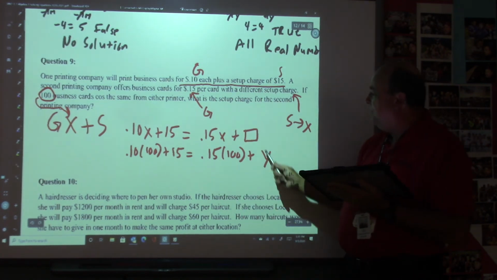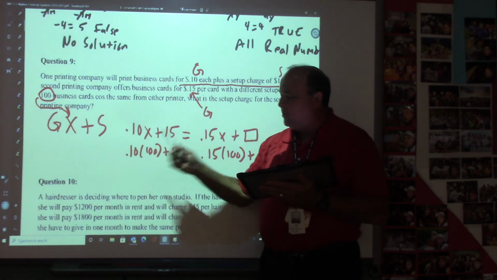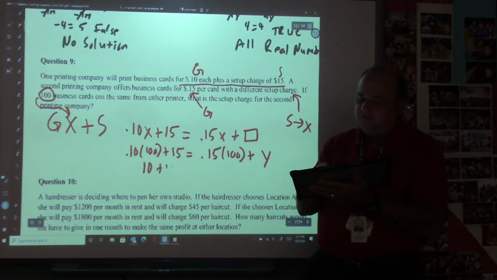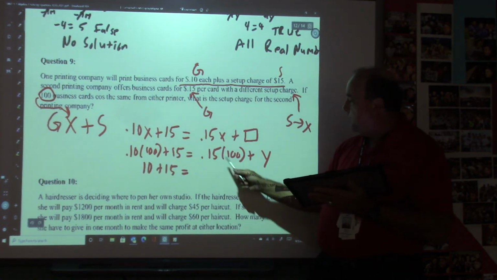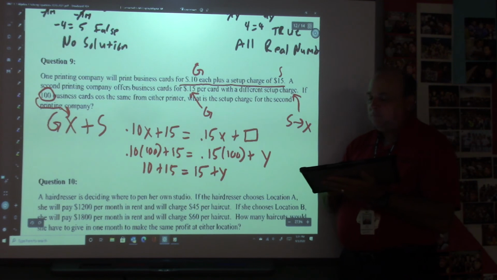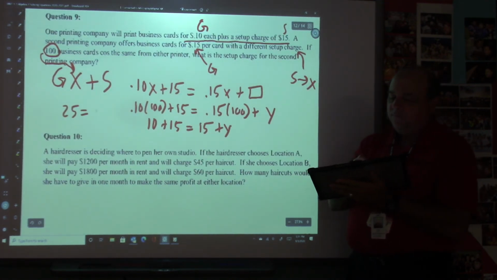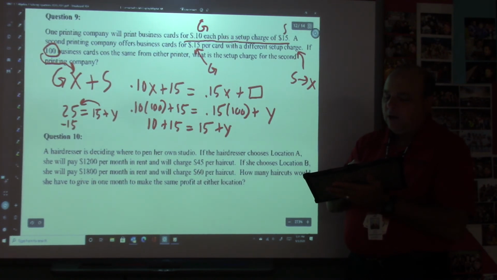So we want to find the starting cost of this, right? Now 100 times 0.1 is 10 plus 15 equals, and 0.15 times 100, or 15 hundredths times 100, is 15 plus y. 25 equals 15 plus y. I'm going to move my 15 over, and I'll get 10 equals y.